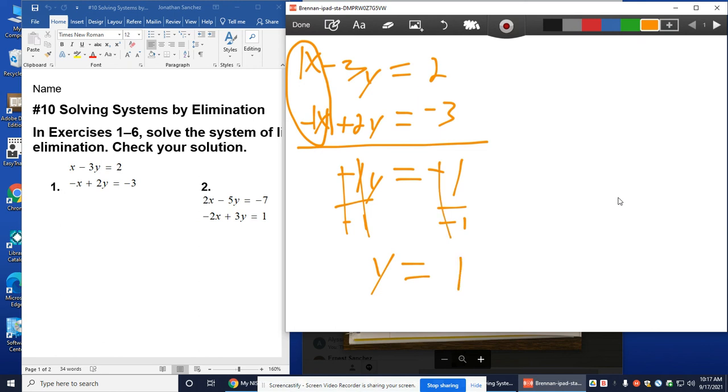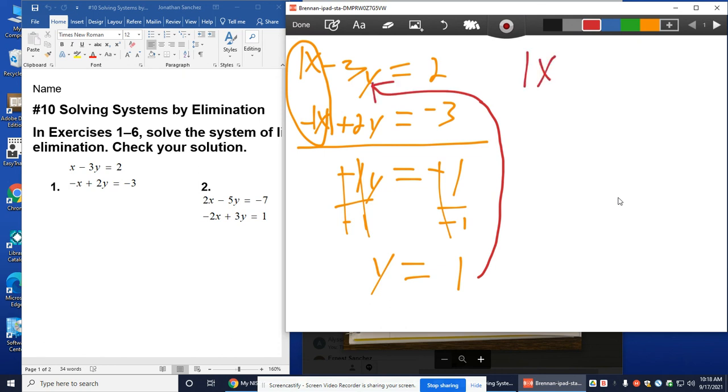So y is 1. Now, just like yesterday, we want to take this and plug it into one of the other equations. And we are going to find, since we have y, now we got to find x. Both of these equations are set up in a way where it doesn't really matter where we go, right? It doesn't matter which one we plug into. So I'm just going to plug into the first one right there.